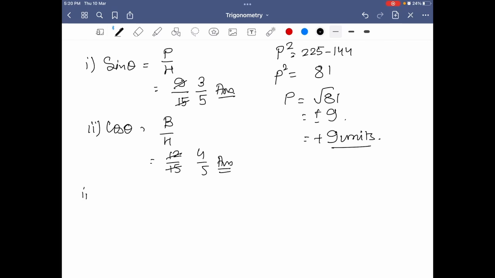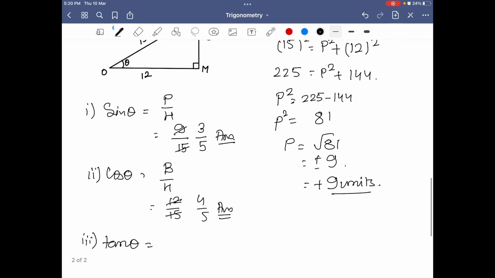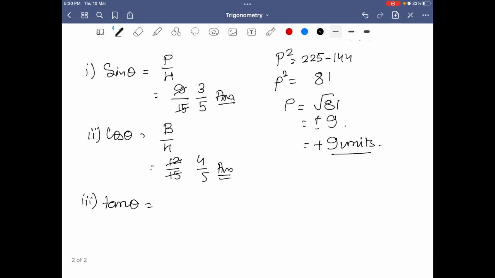The third question, here we have to find the value of tan theta. Tan theta can be found using the same formula as was earlier discussed, that would be p by b, from which we get 9 by 12. Here also it can be simplified to 3 by 4. So the answers of all three ratios are given here.